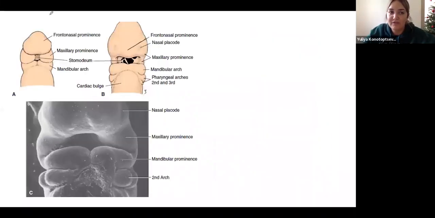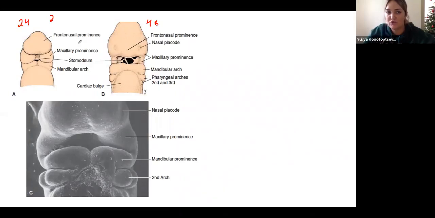Now, we have to look at the face of the embryo. So this is straight up face. You're looking straight into the face of the embryo. This embryo is approximately 24 days old, and this embryo is approximately 48 days old. Okay, so 24, 48. What are some of the changes?